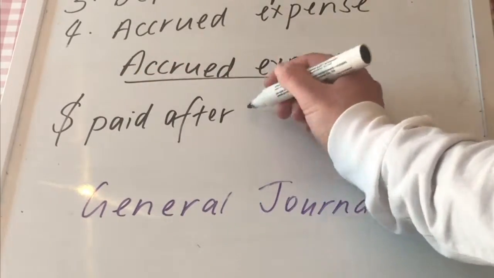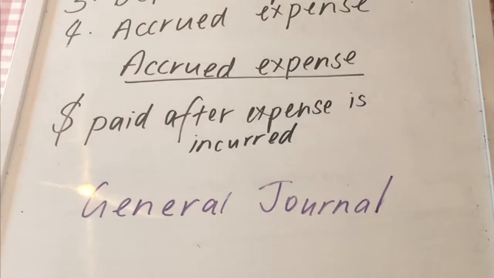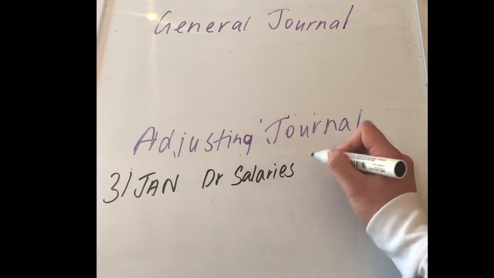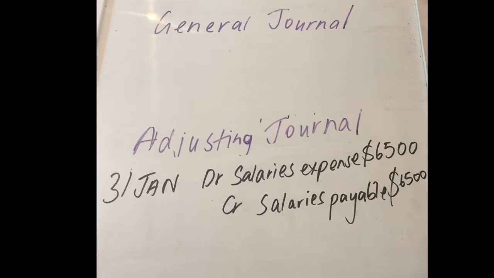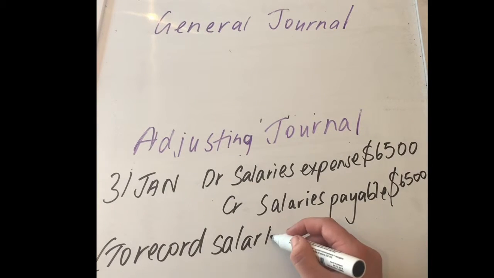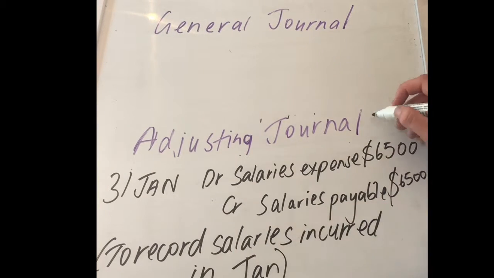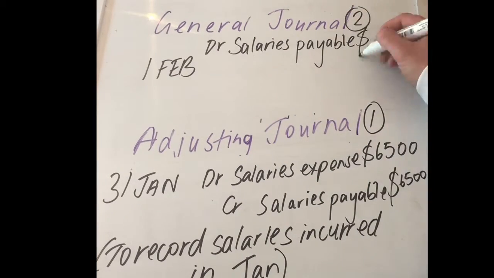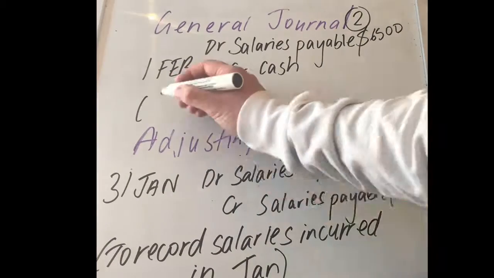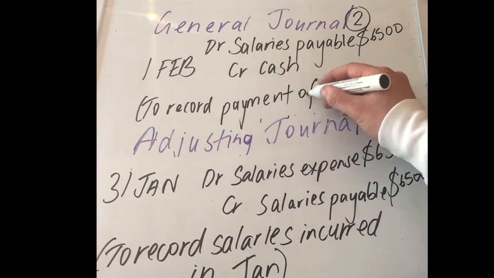Accrued expense refers to cash paid after an expense is incurred. An adjusting entry increases the expense account and a corresponding payable account. For example, a business accrues $6,500 salary expense in January and will pay employees for their service on February 1. To adjust this entry in the period that the expense was incurred, the business needs to debit salaries expense to increase and credit salaries payable.